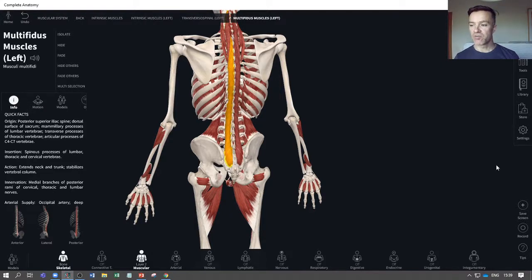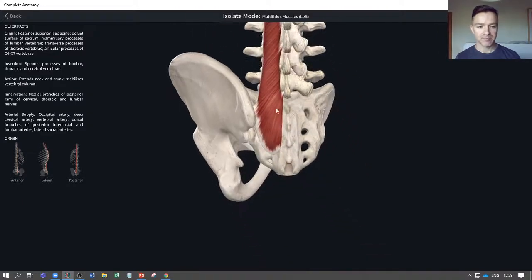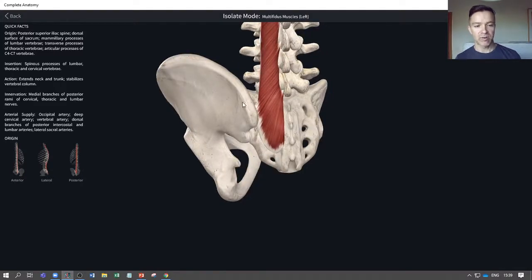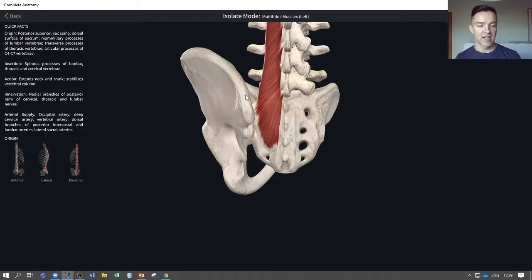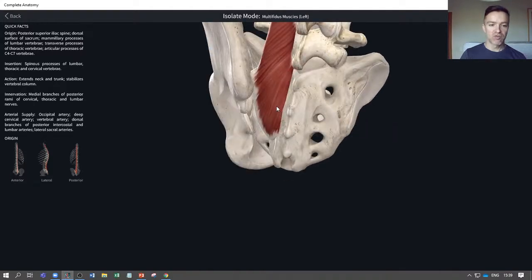So your multifidus originates on your sacrum and your iliac spine. So if I isolate that, we can see down here, the muscle originates on your sacrum. So that's this bone at the base of your spine here. It forms your sacroiliac joint with your pelvis, specifically the ilium. So where the ilium meets the sacrum here, you've got your sacroiliac joint. So the multifidus muscle originates down here on the sacrum and your ilium.